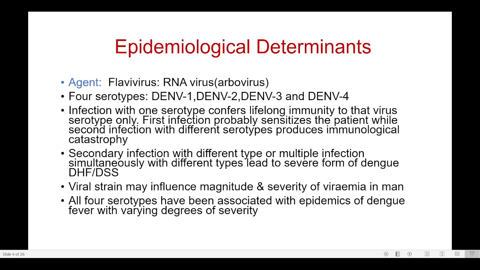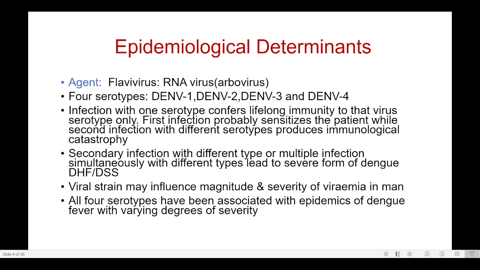Now coming to the epidemiological determinants. The agent is flavivirus, a type of RNA virus, an arbovirus, that means arthropod-borne virus. There are 4 serotypes: dengue virus 1, dengue 2, dengue 3, and dengue 4. Infection with one serotype confers lifelong immunity to that virus only, but it has no cross immunity to other types.